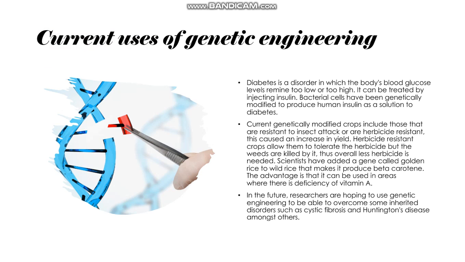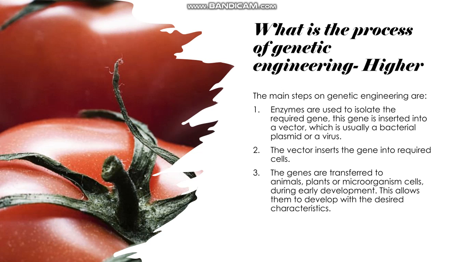Scientists have added a gene to wild rice, creating golden rice, that makes it produce beta-carotene. The advantage is that it can be used in areas where there is a deficiency of vitamin A. In the future, researchers are hoping to use genetic engineering to overcome some inherited disorders such as cystic fibrosis and Huntington's disease, amongst others.